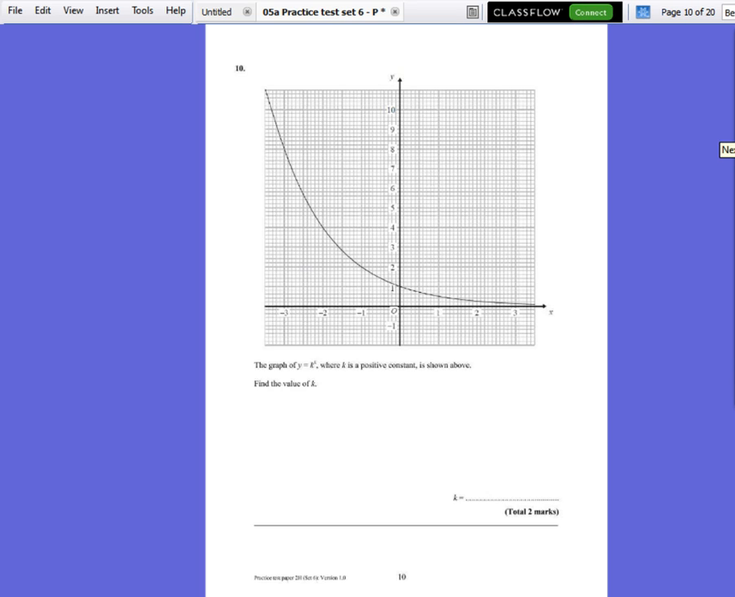Question 10. The graph of y equals k to the power of x, where k is a positive constant, is shown above. Find the value of k. So the best way to do this is, because x is the exponent here, anything to the power of 1 is always itself. So if we go to x is 1 and go up and read off, we can see that that goes to 0.5. So when y equals 0.5, x equals 1, and that will give us 0.5 equals k to the power of 1, or just k, so k must be 0.5.